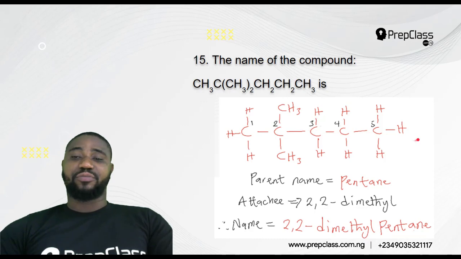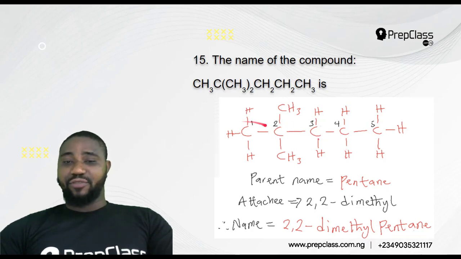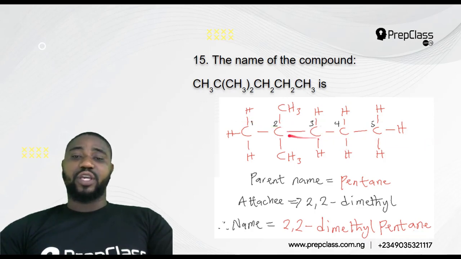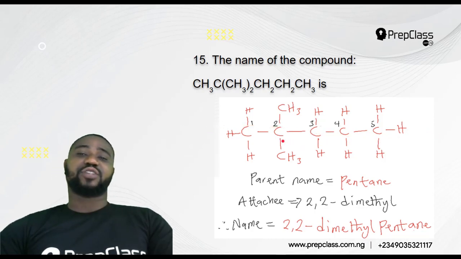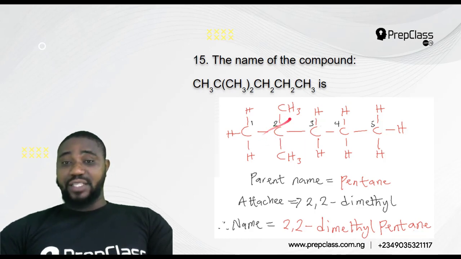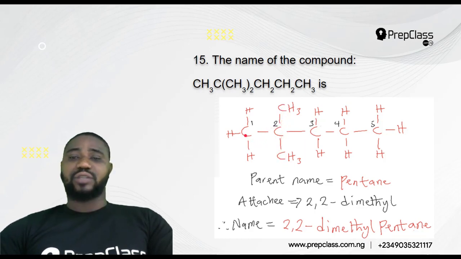So that's why I numbered from the front: 1, 2, 3, 4, 5. Remember that if this methyl group is here, I will number from behind to make it 2. Do you understand? But because it is here, I numbered from the forward way to make it have the small number of 2 instead of numbering from behind. So you can number either from the forward way or the reversed way, but you have to number in such a way that this methyl group will have the lowest possible number. So that's why I numbered this way: 1, 2, 3, 4, and 5.